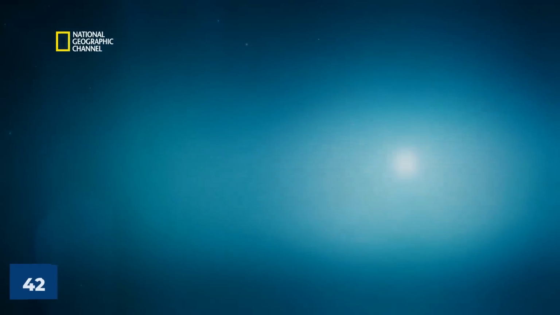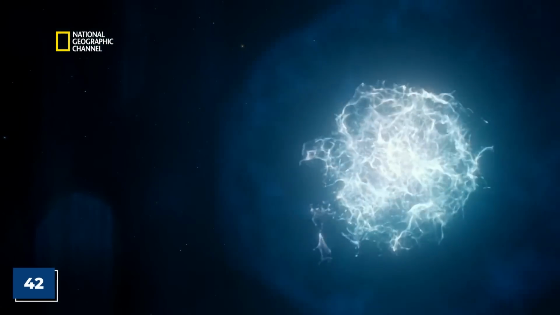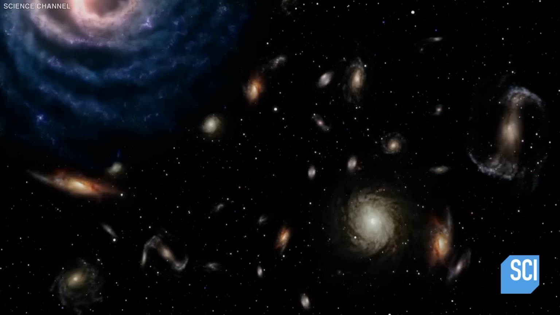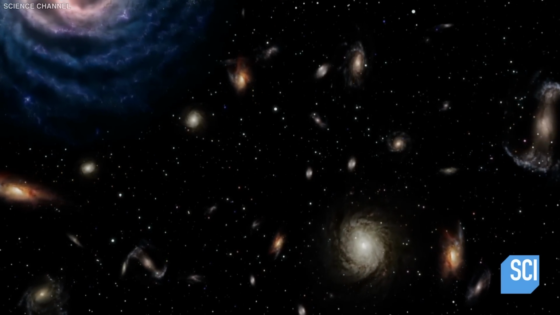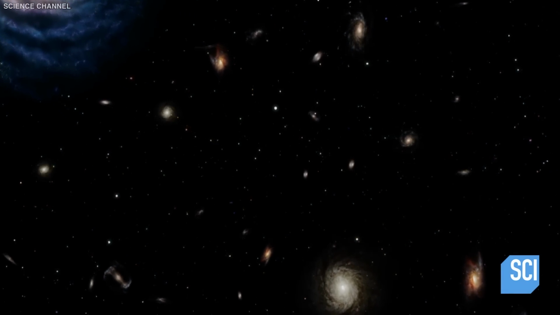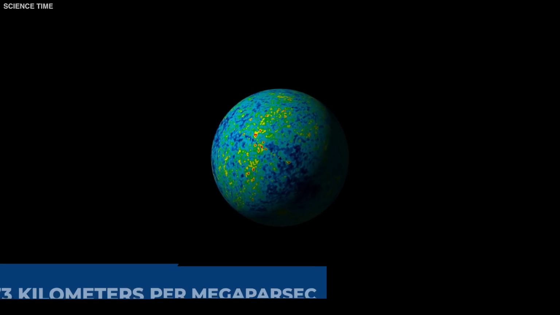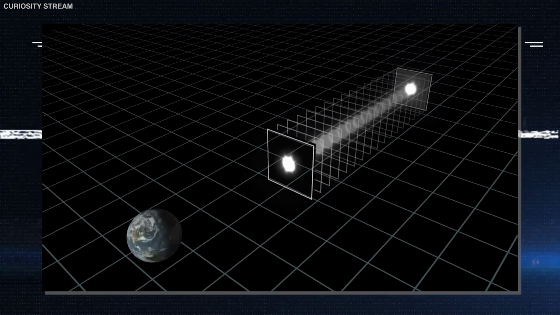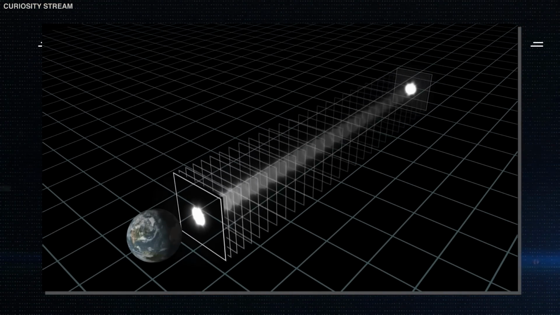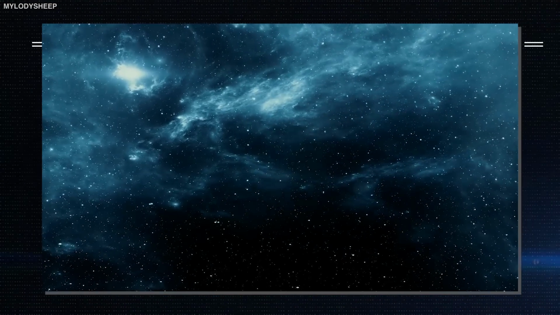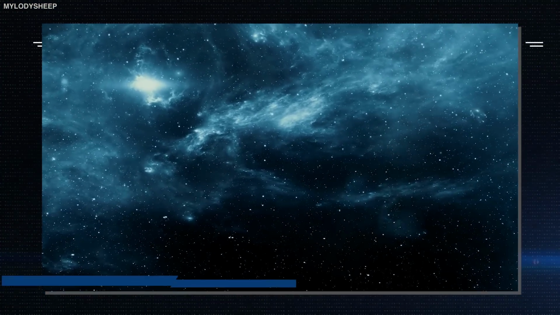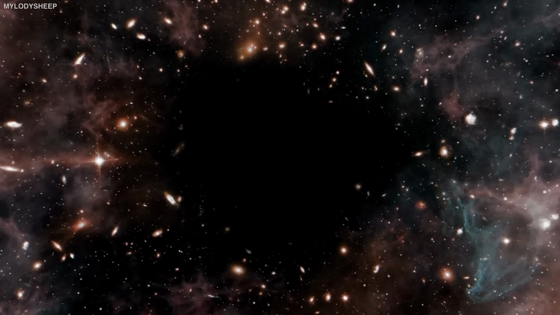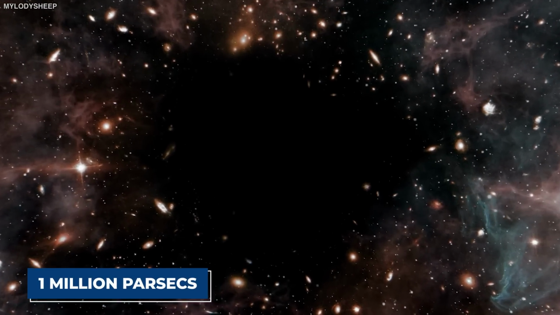The SHOES team measured 42 of these supernova mileposts, more than double the previous sample of cosmic distance markers. However, when they started gathering information about the universe's expansion, a discrepancy emerged. The SHOES team reported a rate of roughly 73 kilometers per megaparsec. But when taking into account observations of the deep universe, this slows down to about 67.5 kilometers per megaparsec. A megaparsec is a measurement of distance equal to 1 million parsecs, or 3.26 million light years.